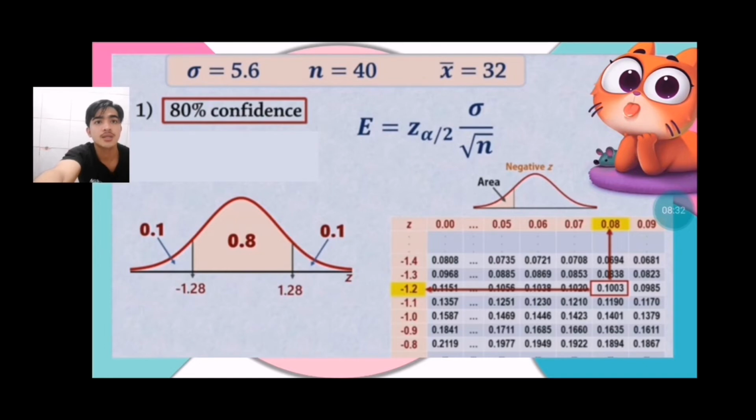Looking in the normal table, we find the closest value to be 0.1003, which corresponds to a z-score of negative 1.28 in the lower tail. Because of symmetry, it will become 1.28 for the upper or right tail. So the Z critical value for the 80% confidence level is 1.28.